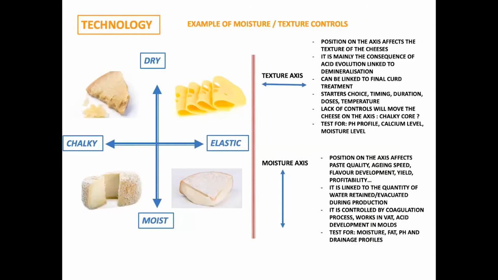A lower pH at renneting and at molding will directly affect the drainage speed. A more acidic curd will drain faster. This is because the curd being more acidic, it has released more calcium. Therefore, it's more porous. Being more porous, it will be quicker to evacuate the whey out of the cheese. So pH at molding will affect the drainage speed. To control moisture, we need to test for moisture, fat, pH, and drainage profile.